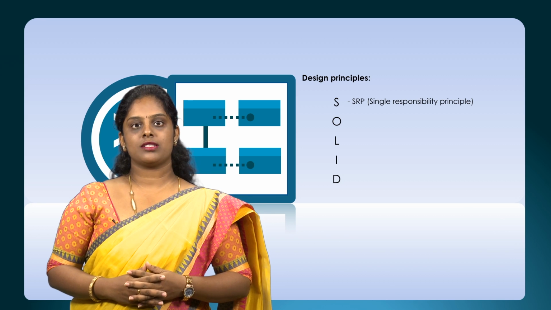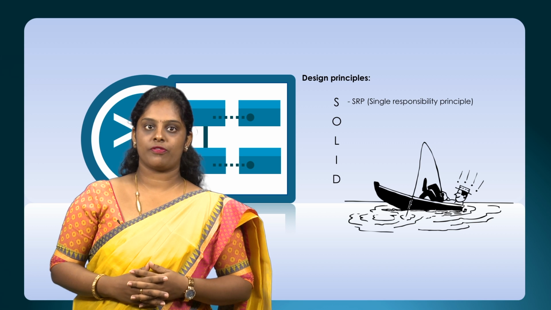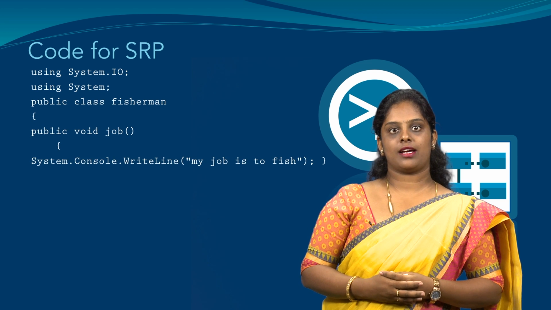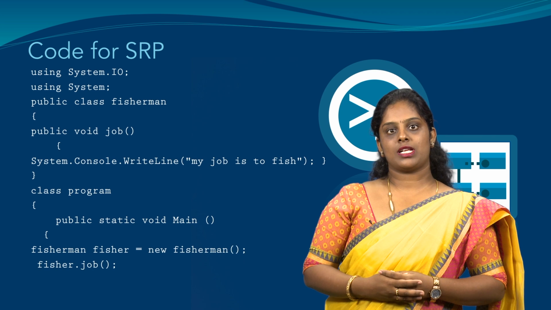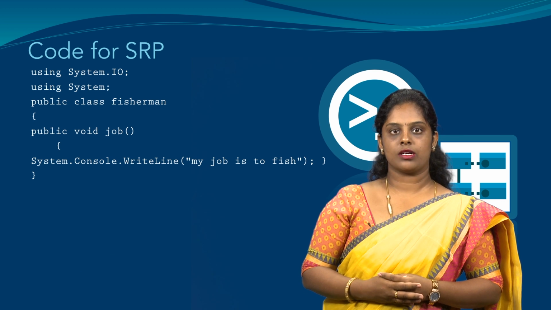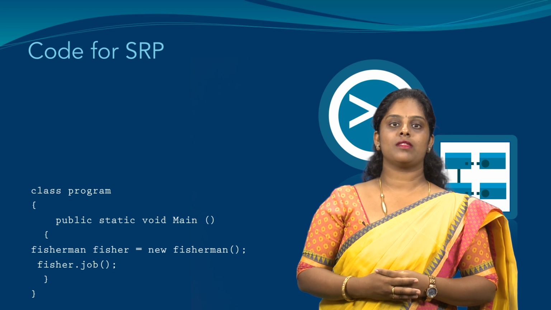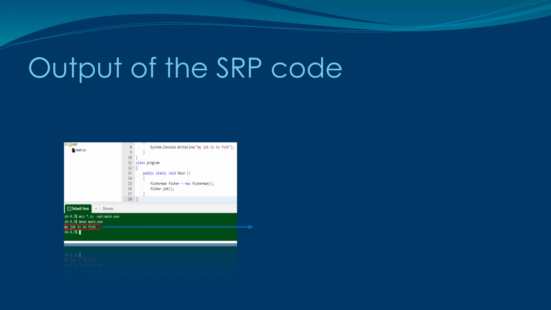As an example, consider a fisherman. His job is to just fish, not to cook or serve fish. Consider a class implementing this example. It would look like this. Here, we see that there are 2 classes, Fisherman and Program. The purpose of the class Fisherman is to implement a method called Job, and the purpose of the class Program is to implement the Main method. As said in the definition, we have provided only one responsibility to each of the classes.